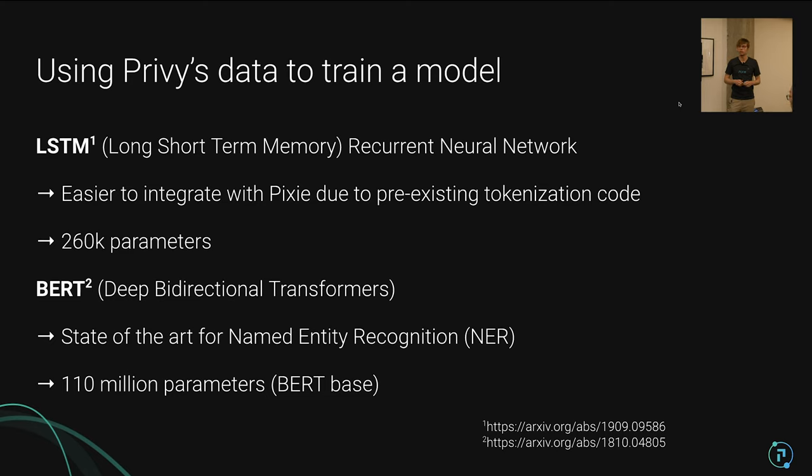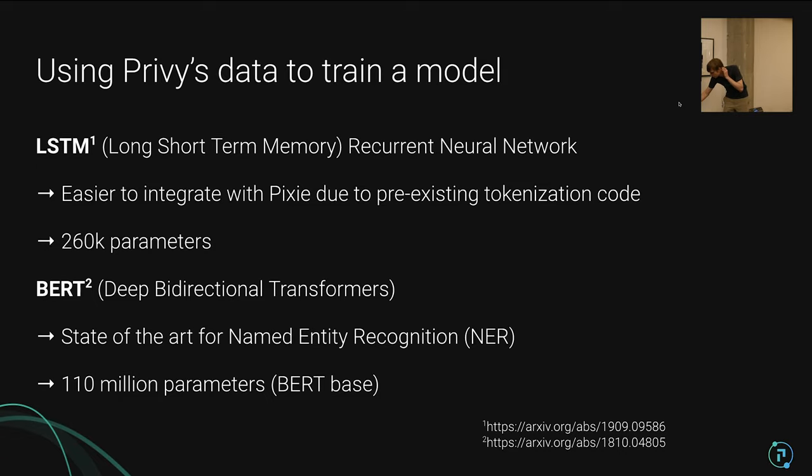The reason I went for an LSTM to begin with is because we have some existing tokenization code that makes integration with Pixie easier. It's also a much smaller model, meaning inference time is lower. And I will demo this model a little bit later. Now, with the actual state-of-the-art BERT, ideally you'd want to take this underlying text representation that BERT has, then train on top of it using this new Privy dataset, and then you have better performance. And I have some benchmarks at the end that I'll get back to.